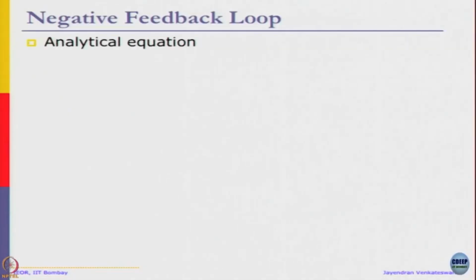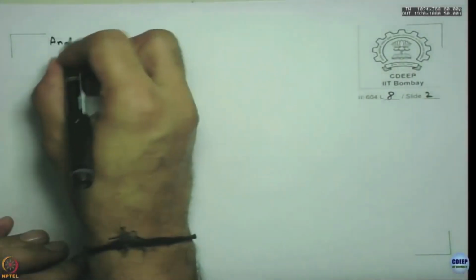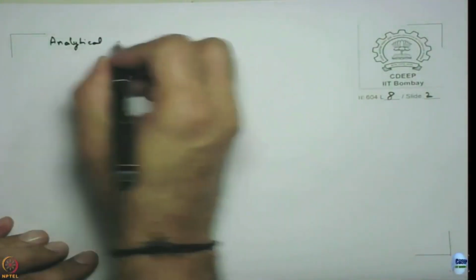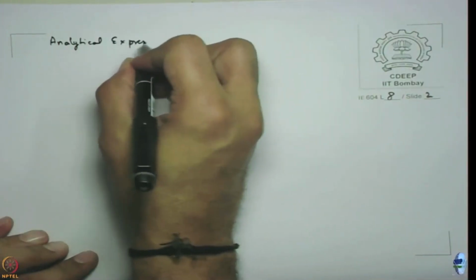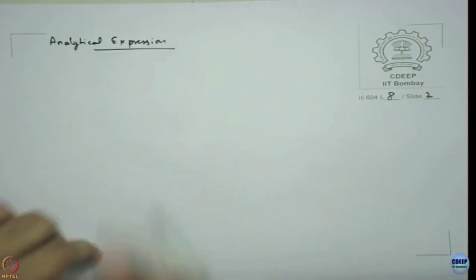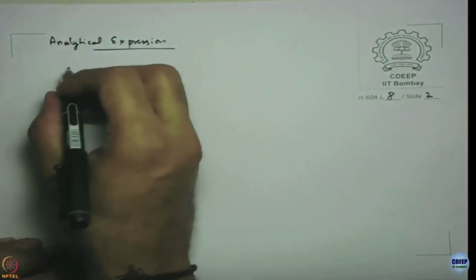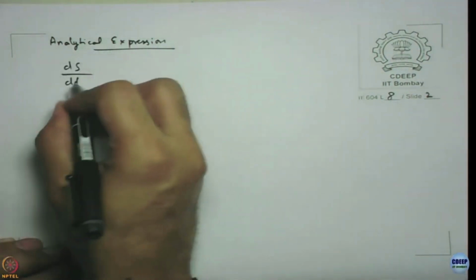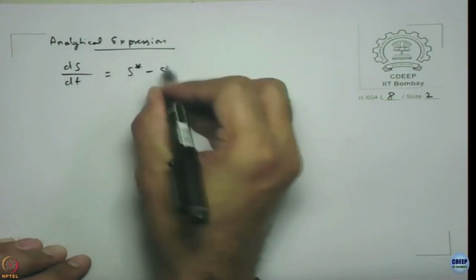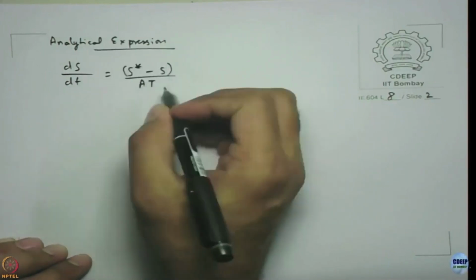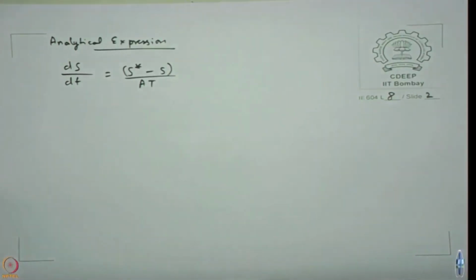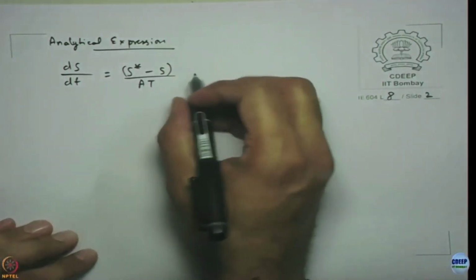Let us look at more specifics on analytical expressions. Analytical expression, just like we did for exponential growth, let us take a quick look at what we have here. The underlying equation is ds by dt is s star minus s divided by the adjustment time. This is what we already have. Let us follow the same scheme that we did.